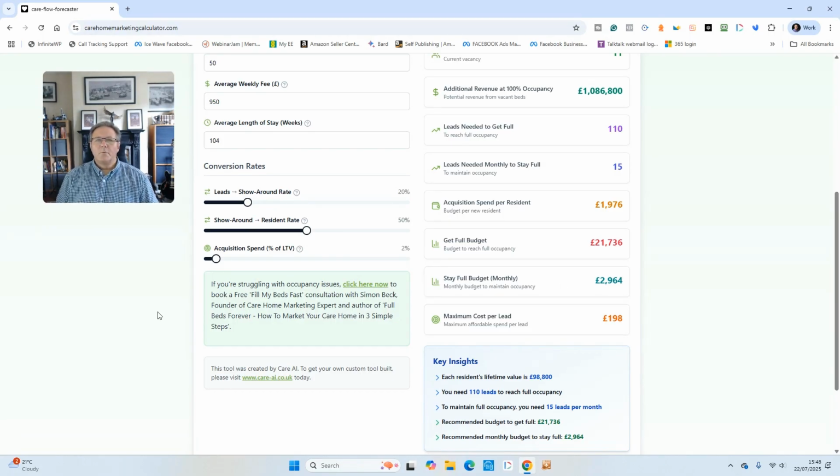Now, what you can also do with this is see what effect adjusting these different sliders has. So in this case, let's say that we were really good at showing people around, and we're going to increase that to 75%. So three quarters of the people that come around now are converting. You can see how that affects these figures. So now we need to generate fewer leads in order to get full and to stay full, and the budget goes down accordingly.